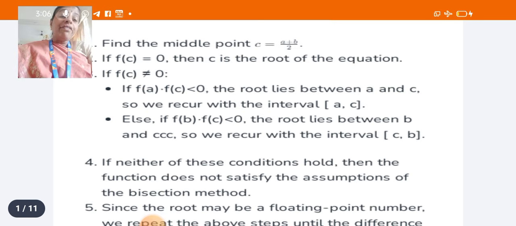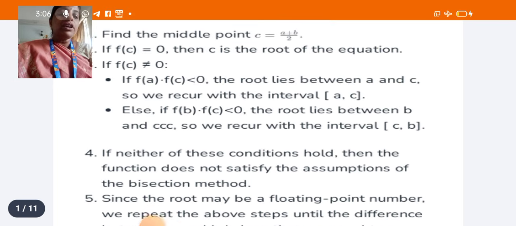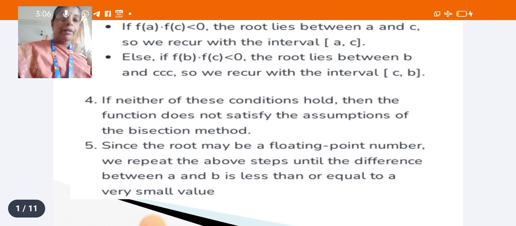Similarly, if f(b) times f(c) is less than 0, the root lies between c and b. So, we recur with the interval [c, b]. If neither of these conditions hold, then the function does not satisfy the assumption of the bisection method. Since the root may be a floating point number, we repeat the above steps until the difference between a and b is less than or equal to a very small value.